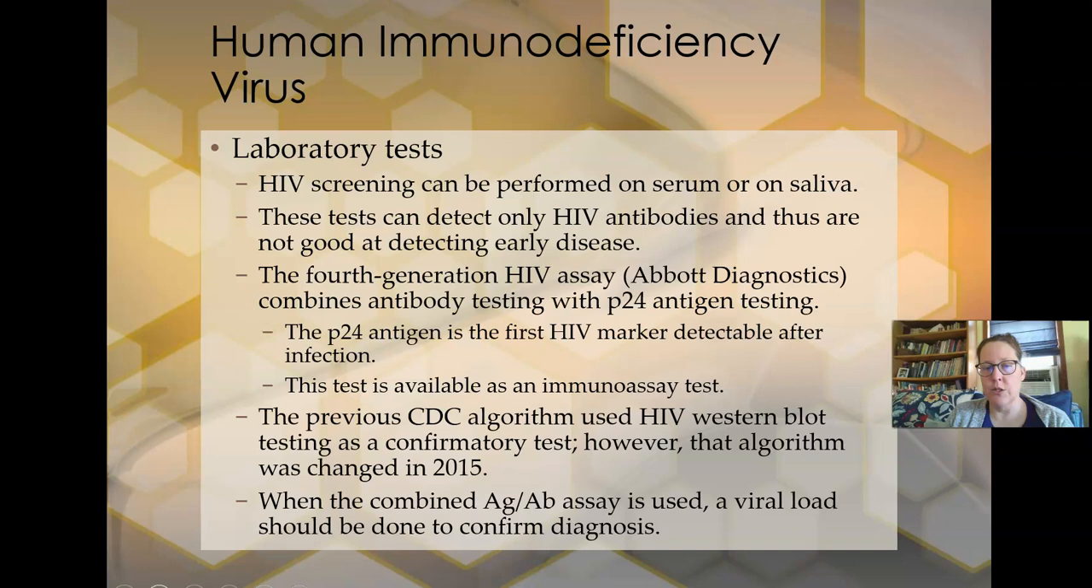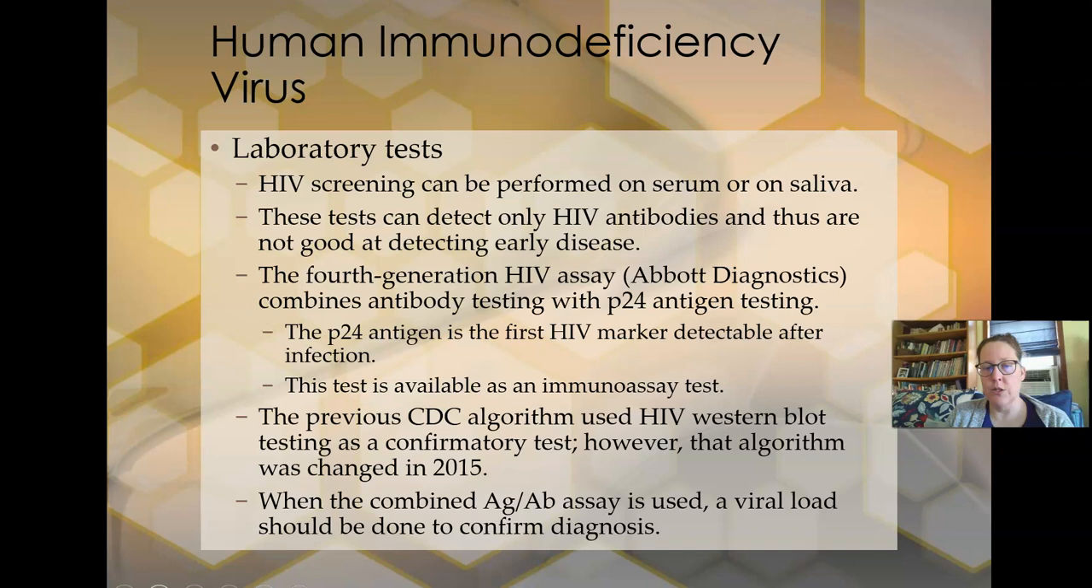So the lab test for HIV. The HIV screening can be done on serum or saliva. And we look for HIV antibodies, but they may not be able to detect it in the early flu-like syndrome because the antibodies haven't had time to rise yet. The fourth generation HIV assays by Abbott Diagnostics combine antibody testing with the P24 antigen testing. And the P24 antigen is the first HIV marker detectable after infection. This test is available as an immunoassay test. So that would be your top of the line, your best test to get for screening.